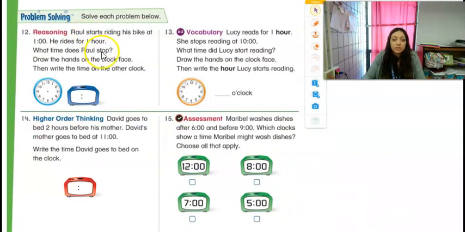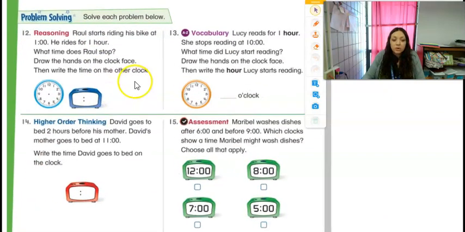Okay, it says Raul starts riding his bike at 1 o'clock. He rides for an hour. What time does Raul stop? Draw the hands on the clock face. So let's think about that. He starts riding at 1 o'clock. And then he rides for an hour. So what's the next hour after 1? That's right, 2. So I put my shorthand towards the 2, longhand towards the 12, and then 2, 0, 0.